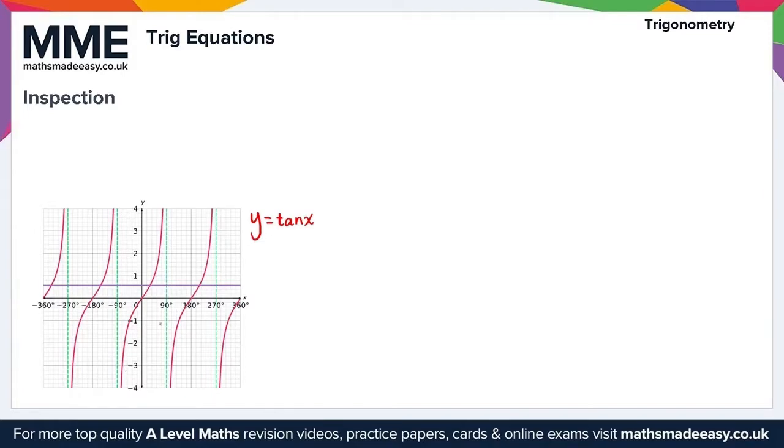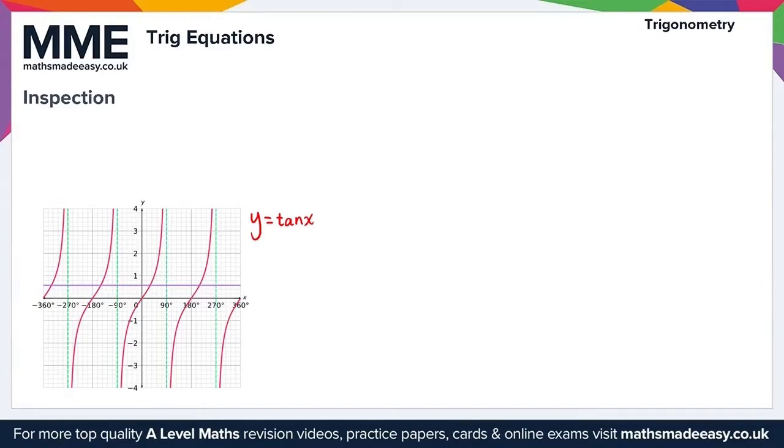However, we notice we have a few of these. For example, we have one here, one here, one here, and one here. And the reason for that is because tan x is periodic about 180 degrees or pi radians. So what that means essentially is that tan x repeats every 180 degrees. So depending on what we're looking for here, we're going to obtain multiple solutions.